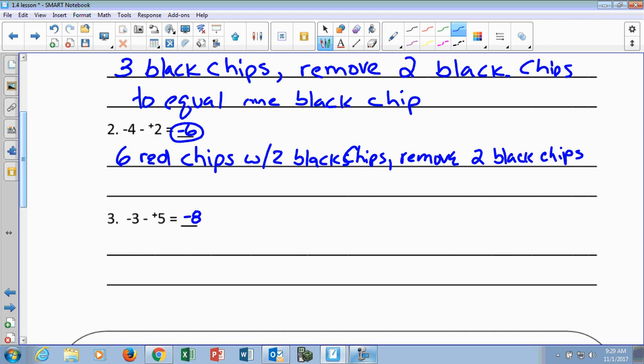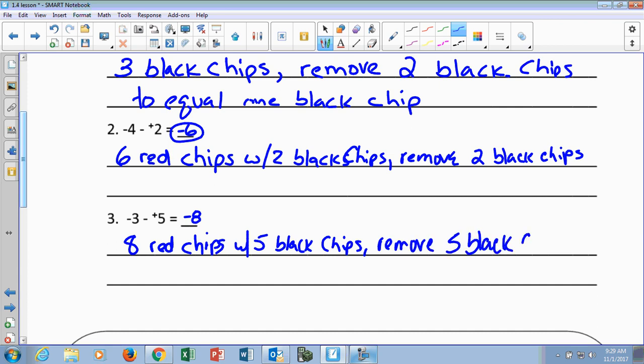Joey? Right. He's got it. 8 red chips with 5 black chips. And then we're going to remove what? Yeah, we're going to remove the 5 black chips, right? And when I remove those 5 black chips, we end up with negative 8. Very good.